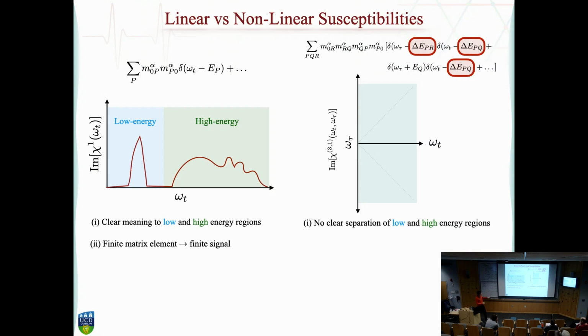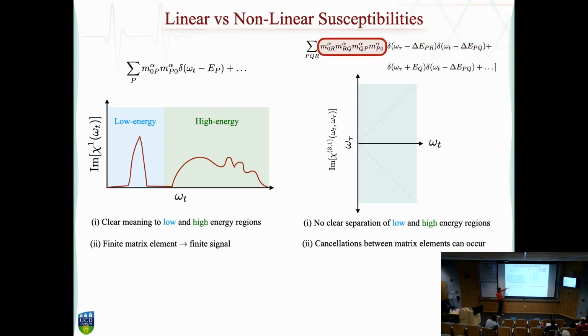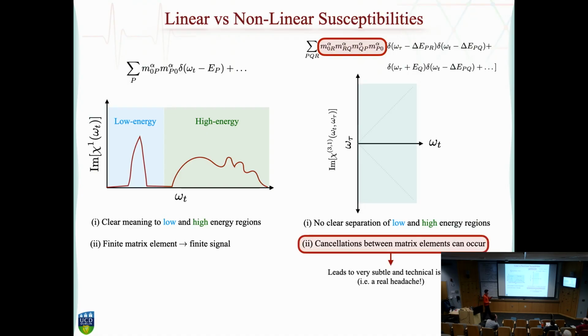The other thing that's complicated here is that these elements are not strictly positive, so you can have cancellations between matrix elements. And actually cancellations can be important. So it's not just, oh, this matrix element is zero or non-zero, I get a peak or not a peak. You can have all sorts of cancellations occurring because you can have different processes canceling out. And this actually is quite subtle and can lead to real headaches for us theorists when we're trying to calculate things.